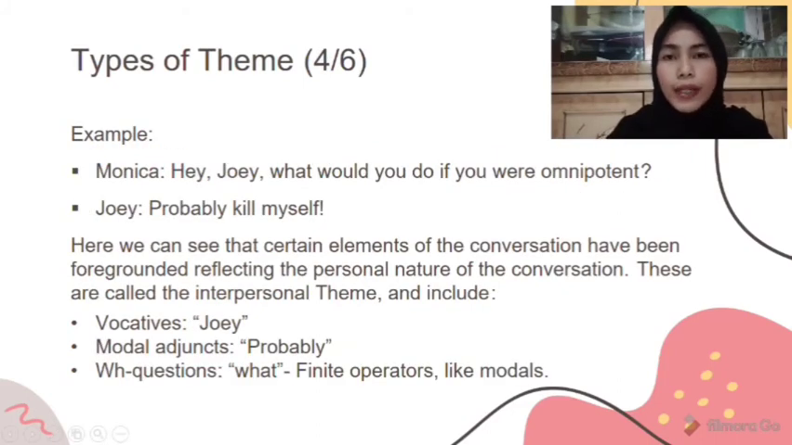And you can see on the PowerPoint another example. Monica: Hey Joy, what would you do if you were omnipotent? Joy: Probably kill myself. Here we can see that certain elements of the conversation have been foregrounded, reflecting the personal nature of the conversation. These are called interpersonal theme and include Joy as vocatives, what as WH question, would as modal, it is finite, and probably is modal adjunct.